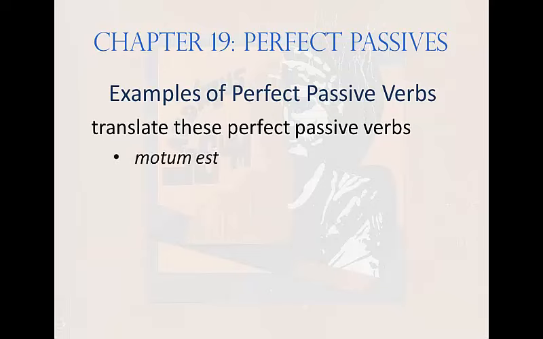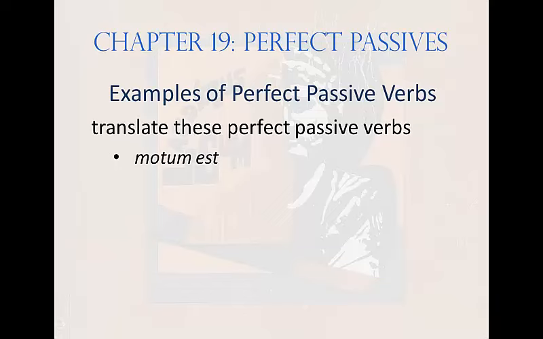First, motum est. All right, fine, that's complicated. Let's reason our way through it. For starters, motum is a perfect passive participle. It comes from moveo, the Latin verb that means move. So all by itself, motum means having been moved.